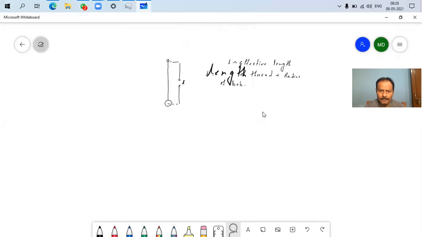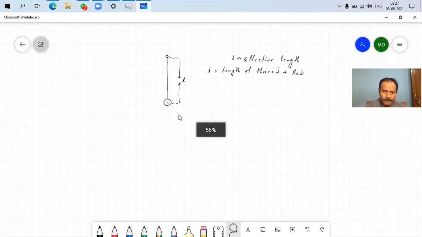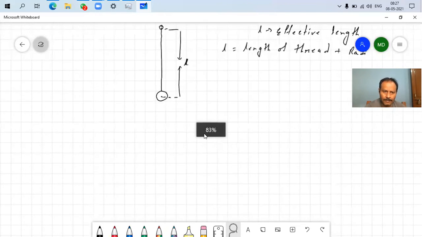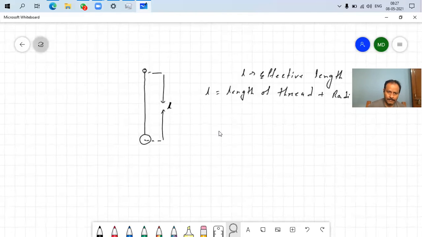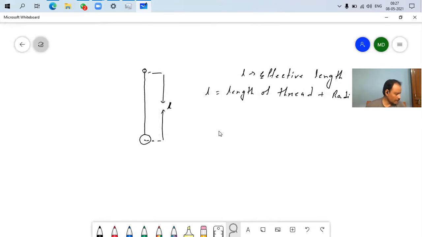I cannot see anything over there, so let it be. Okay, now I'm zooming out a bit. Has that worked? We have understood length. Now, time period we had already calculated. So these are the terms.